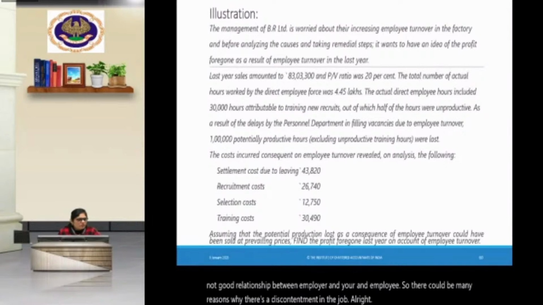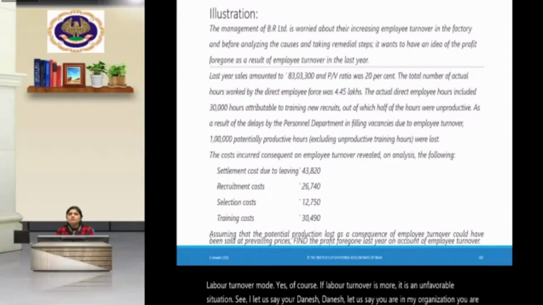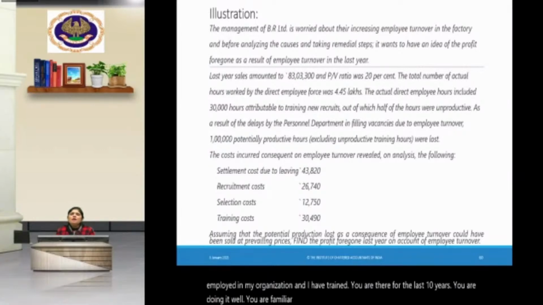Labor turnover more? Yes, of course. If labor turnover is more, it is an unfavorable situation. See, let us say you're Dhanesh. Let us say you are employed in my organization, and I have trained you. You are there for the last 10 years. You are doing it well. You are familiar with the system. You are contributing to the production, but somehow you are not getting promoted. So you left the job.